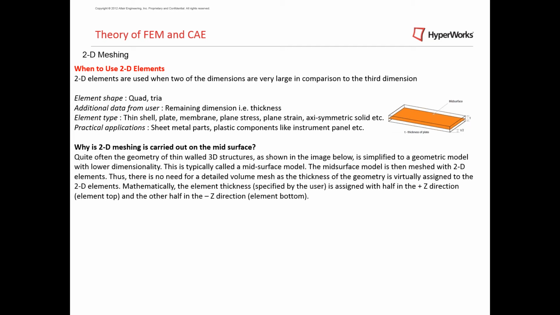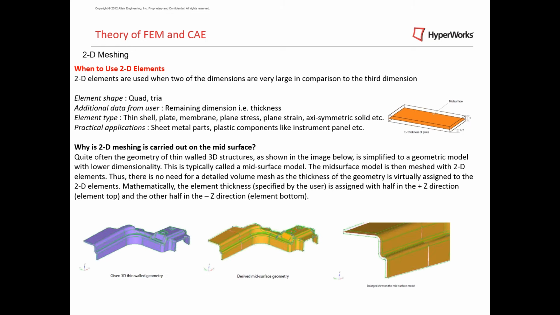Why is 2D meshing carried out on the mid surface? Quite often the geometry of thin-walled 3D structures, as shown in the image below, is simplified to a geometric model with low dimensionality. This is typically called a mid surface model. The mid-surface model is then meshed with 2D elements, so there is no need for a detailed volume mesh, as the thickness of the geometry is virtually assigned to the 2D elements. Mathematically, the element thickness specified by the user is assigned half in the Z positive and half in the Z negative direction.